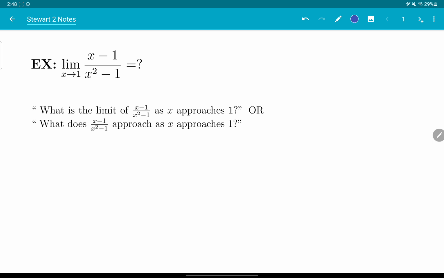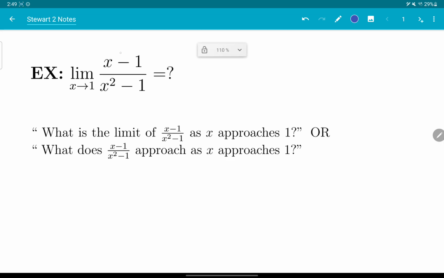So this one is not so straightforward, but it's the same question. We're asking, as x approaches 1, what is happening to this fraction? I'm going to point something out. We care about what this fraction approaches. The key word is approach. What is it pointing towards? What's it approaching? We don't care what it is.